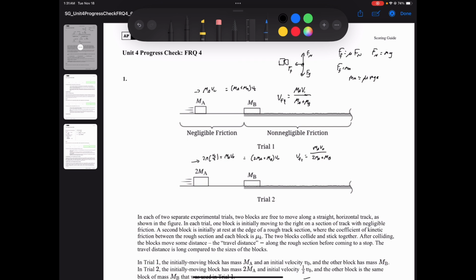I keep wanting to put sine theta. I'm so used to inclined planes. But yeah, in this case, just mu times mg.